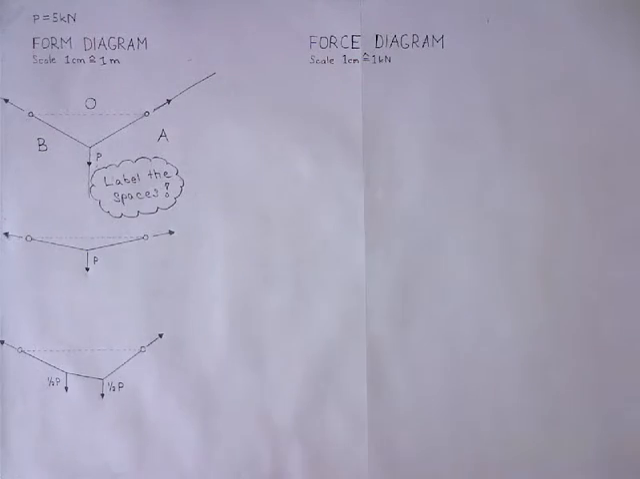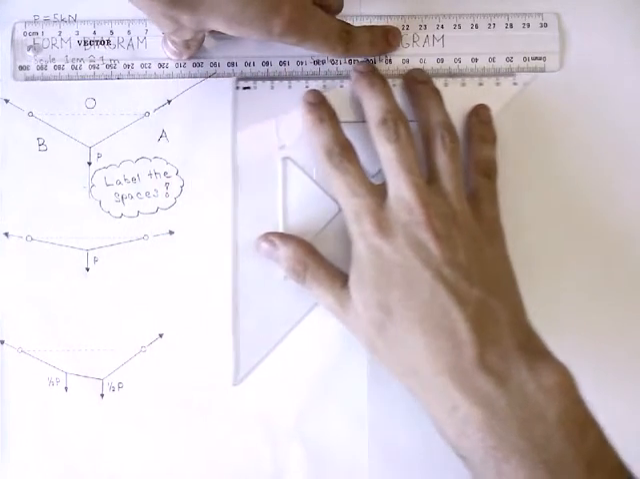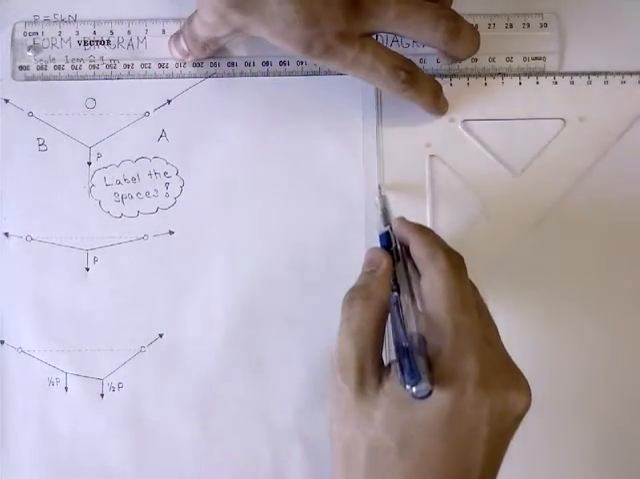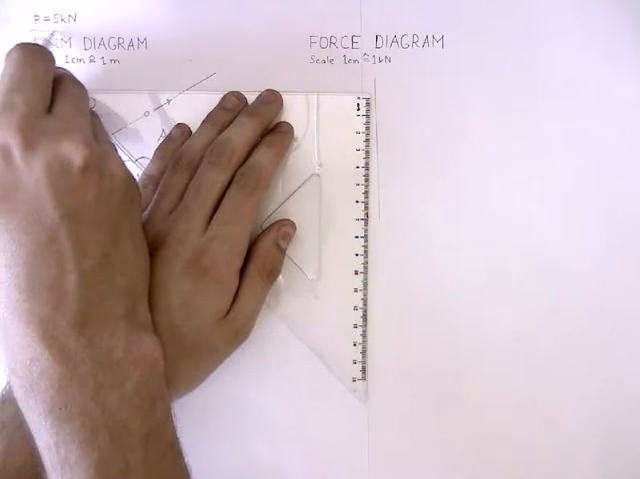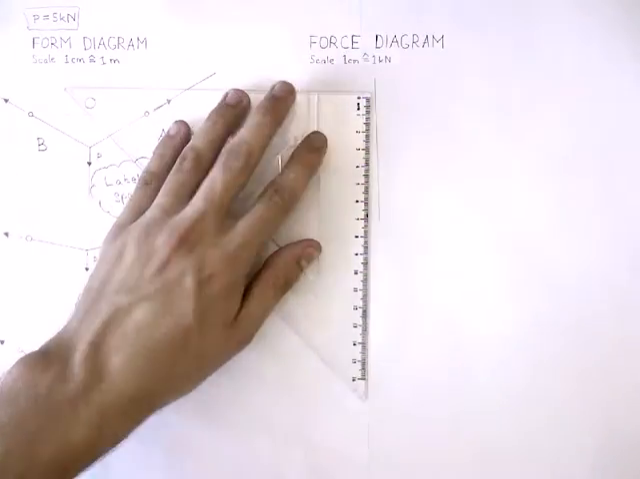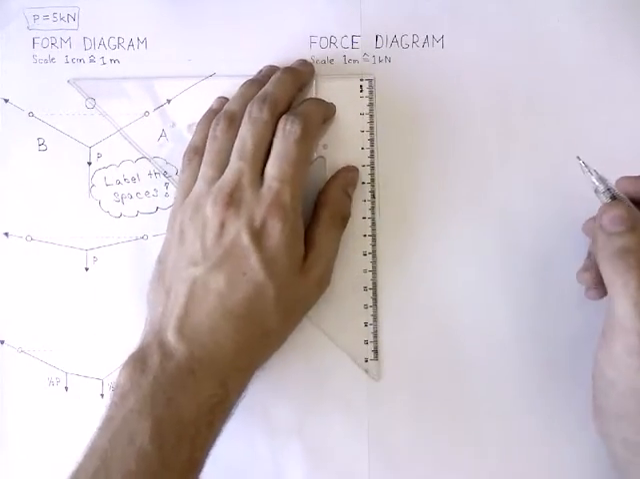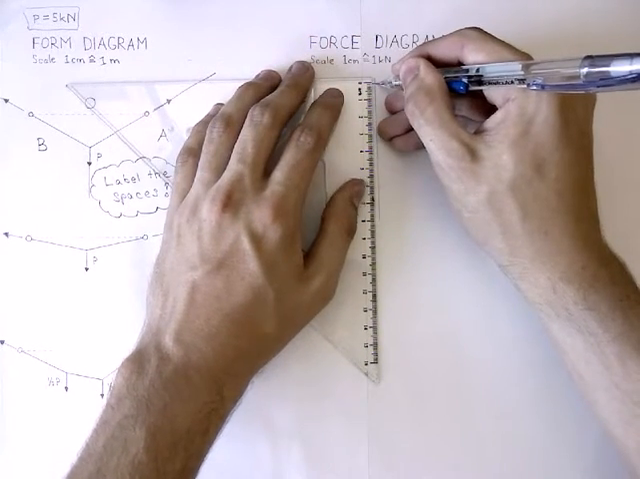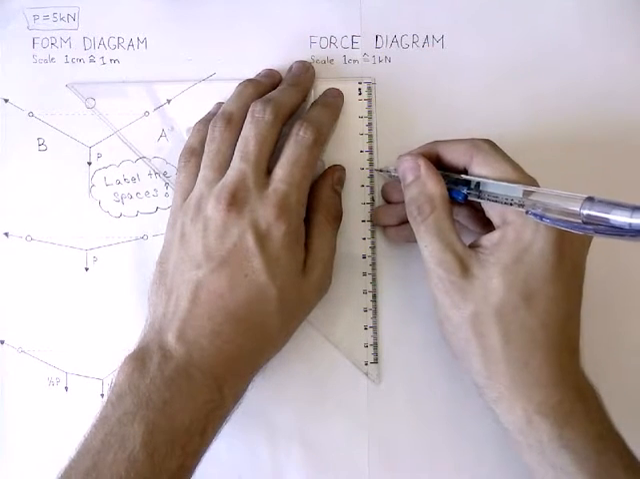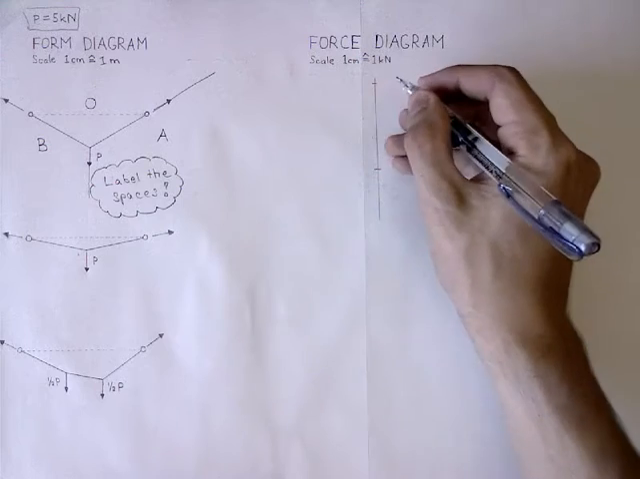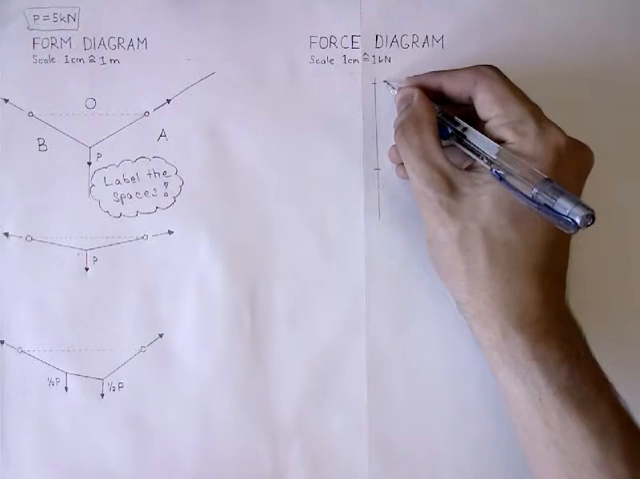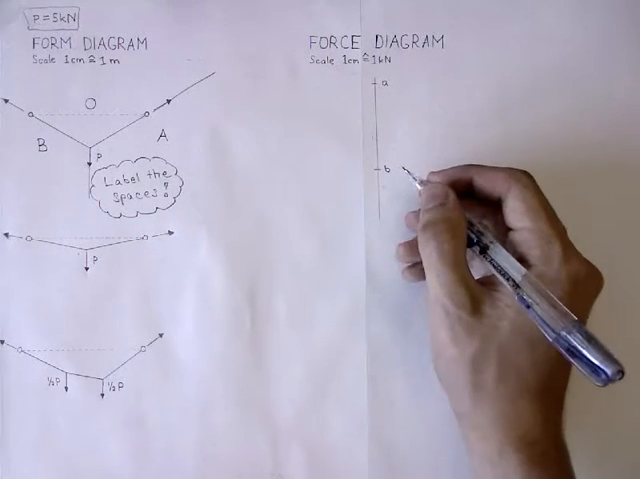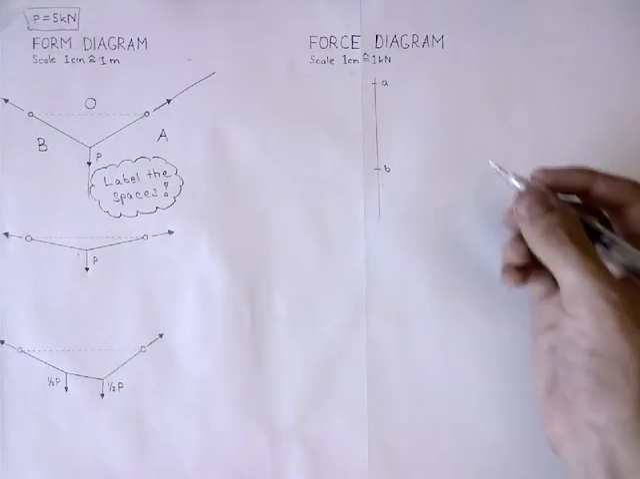Now draw the load line. It must be parallel to the vertical force which it stands for. The size of our vertical force is 5 kilonewtons. The scale of our force diagram is 1 centimeter for 1 kilonewton, so the length of the loading line is going to be 5 centimeters. Now label the points on the load line starting with A. Remember, this works only if you have labeled your spaces in the clockwise direction.